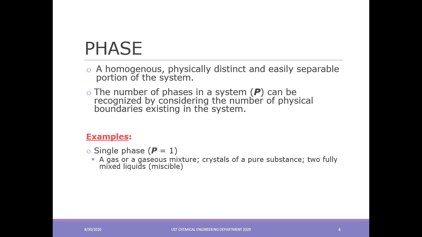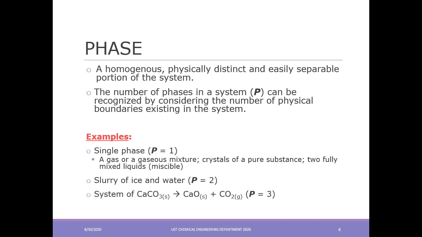A mixture of miscible liquids also forms a single phase, but a mixture of immiscible liquids exhibits more than one phase. A slurry of ice and water has two phases, while a system of solid calcium carbonate decomposing to solid calcium oxide and carbon dioxide in equilibrium has three phases, two different solid phases and one gas phase.